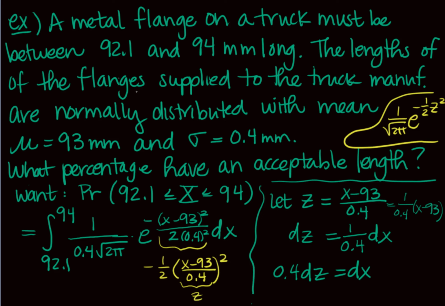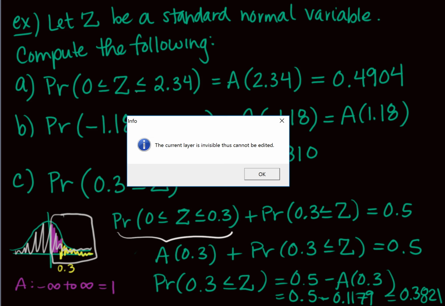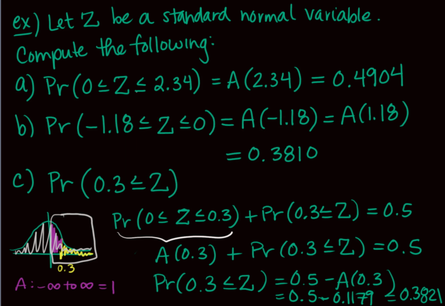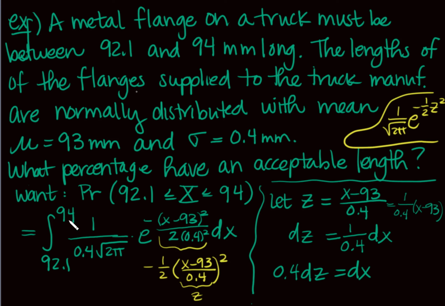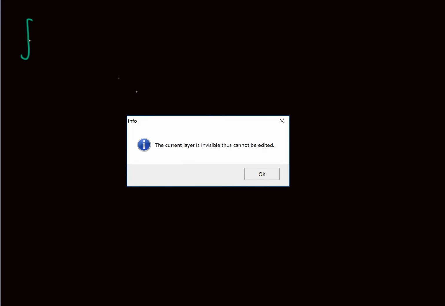So I'm going to rewrite this really quick so that we can see what's going on. Again, what did we have here? Let's look back at this really quick. I had 92.1 to 94.